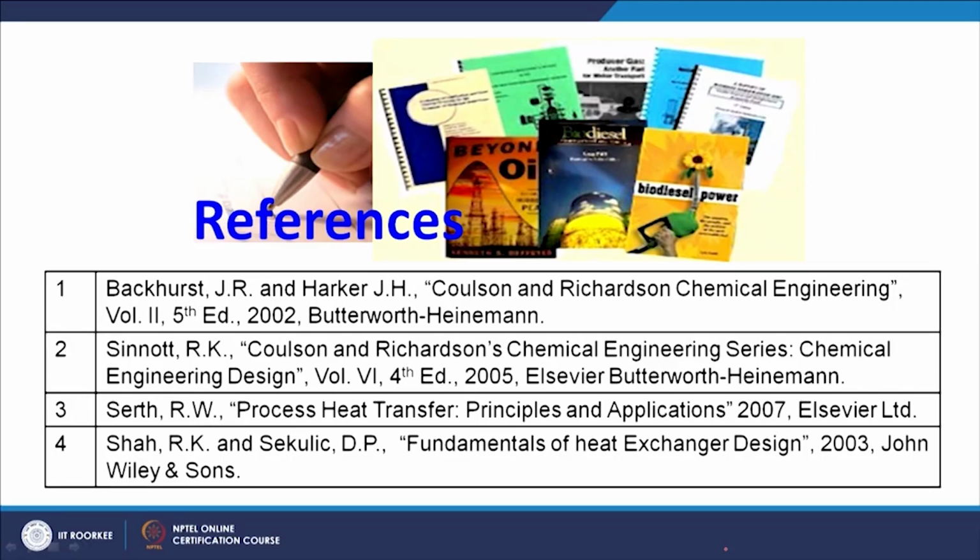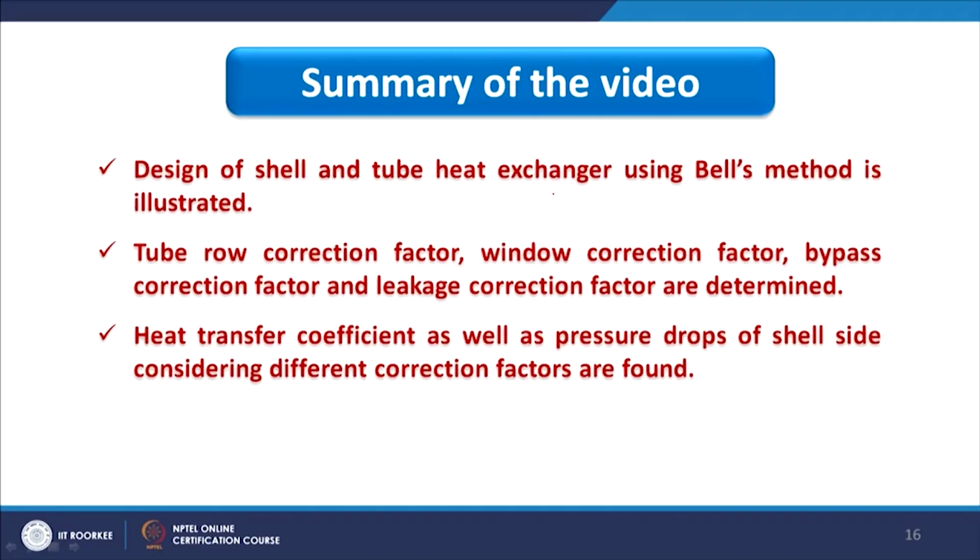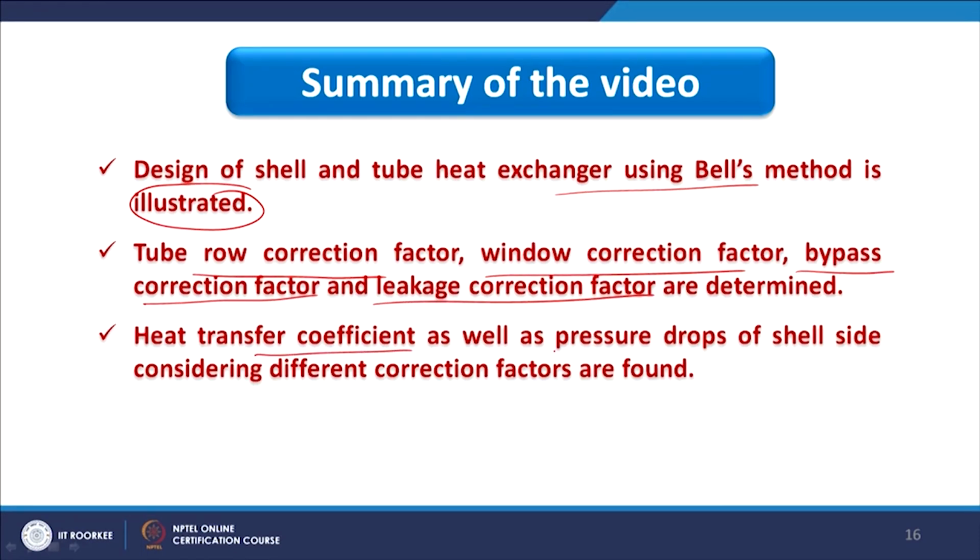Here I am summarizing this video. In this video, the design of a shell and tube heat exchanger using Bell's method is illustrated with the help of one example, where the tube row correction factor, window correction factor, bypass correction factor and leakage correction factor are determined, and finally the heat transfer coefficient as well as the pressure drop on the shell side considering the different correction factors are found. I hope you can use Bell's method to design shell and tube heat exchangers effectively, and that is all for now. Thank you.